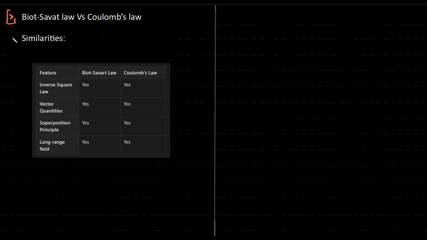So we are looking at the differences and the similarities between Biot-Savart's law and Coulomb's law, right? Sorry, I'm pronouncing it badly. So your magnetic field strength and your charges and all of that. What are the similarities and differences?